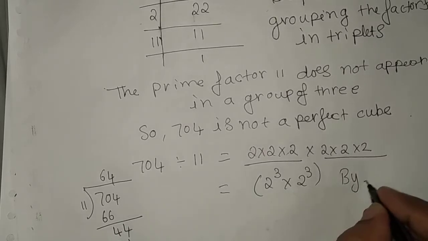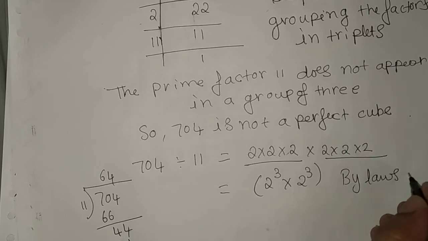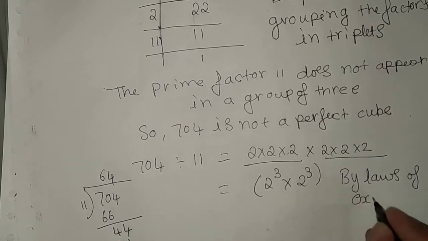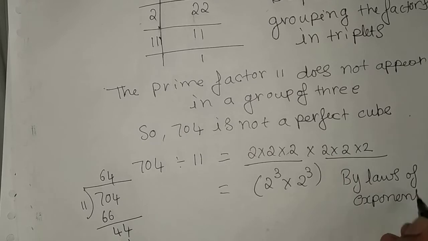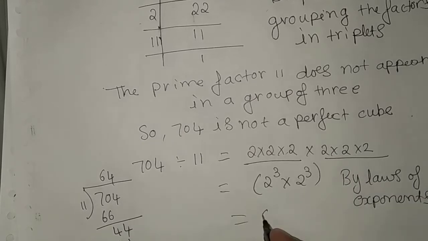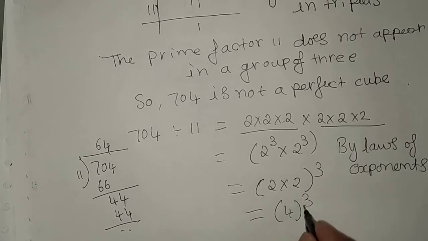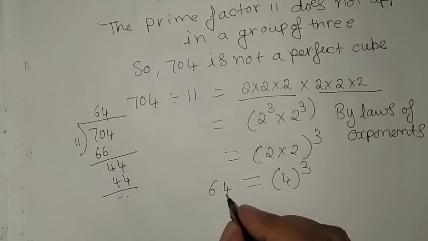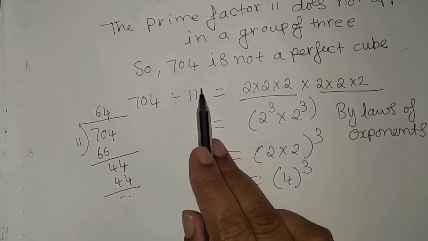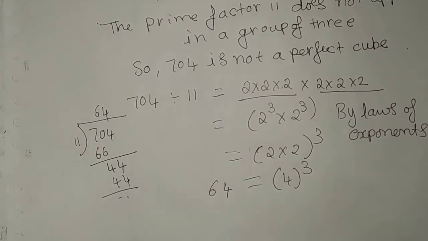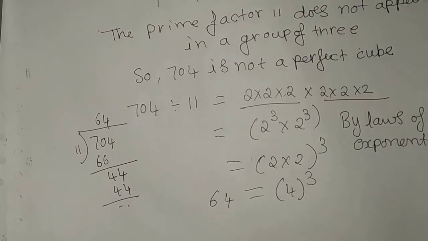By laws of exponents, we can write 2 into 2, whole cube, which is equal to 4 cube, which is equal to 64. Therefore, to make this number a perfect cube, you have to divide 704 by 11. This is the solution. We move on to the next problem.